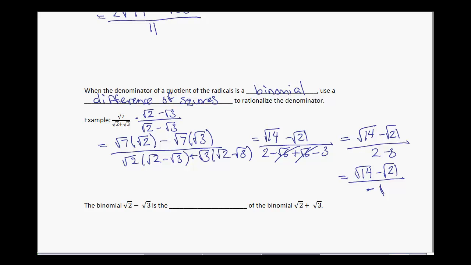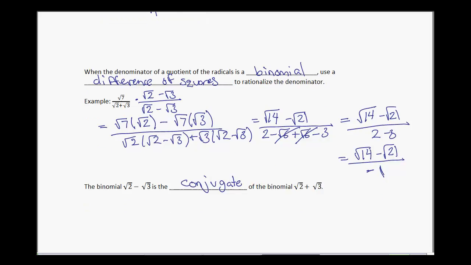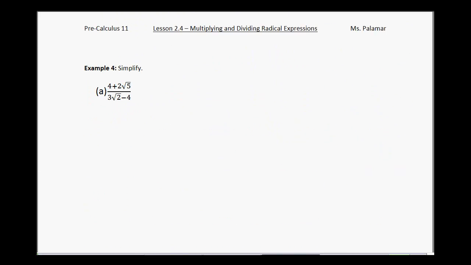on the denominator. Hence, the binomial root 2 minus root 3 is the conjugate of the binomial root 2 plus root 3. So to rationalize the denominator of a binomial, we multiply by the conjugate. Alright, let's do some examples with that.